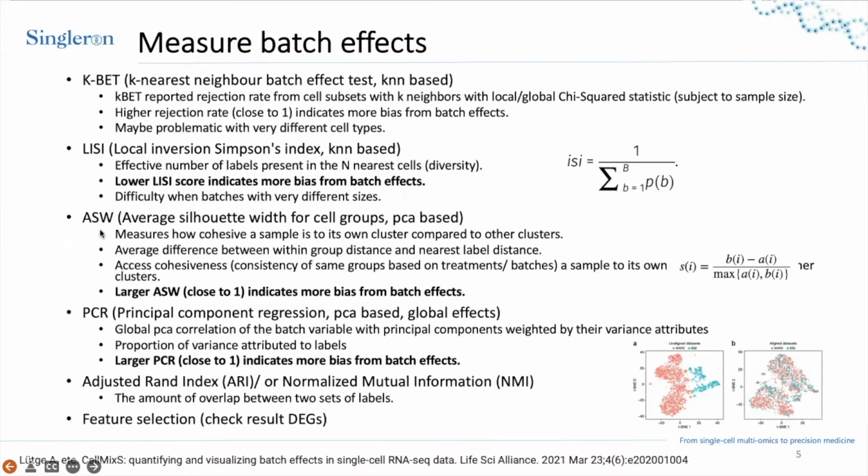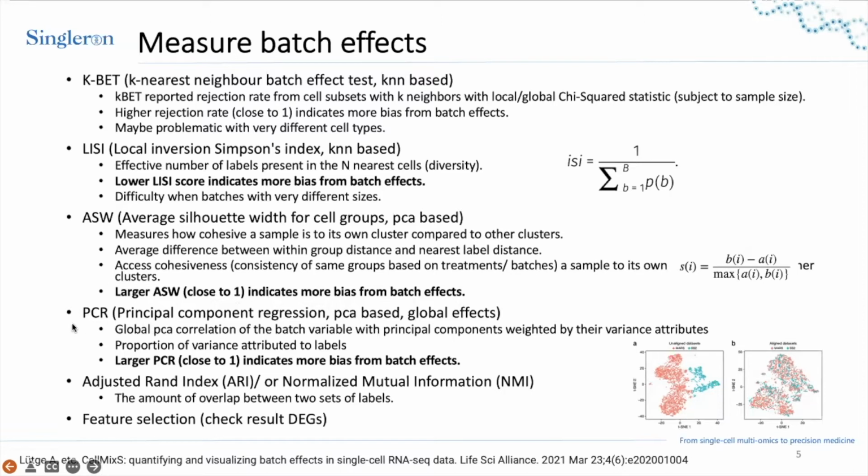And for the ASW, the average silhouette width of cell group, this was one of the original metrics used to calculate the cohesiveness of the clusters. It measures how cohesive a sample is to its own cluster compared to other clusters. It indicates the average distances between the within group distances and the nearest neighbor distances, represented in this formula here. The larger the ASW, when it is close to 1, it indicates more bias from batch effects.